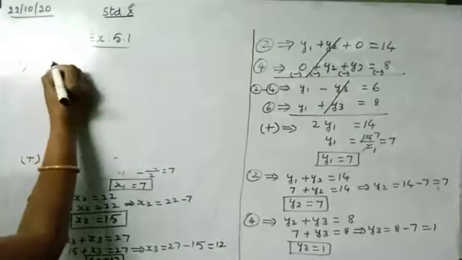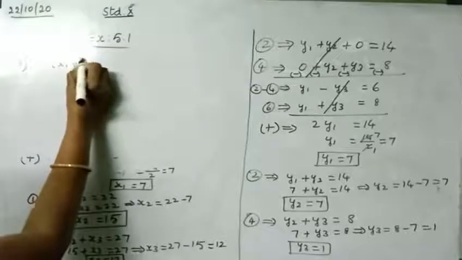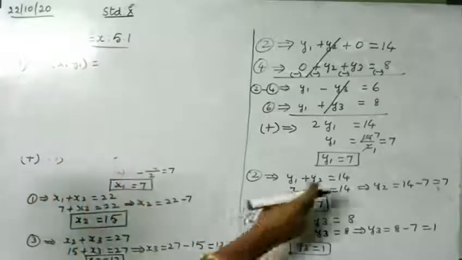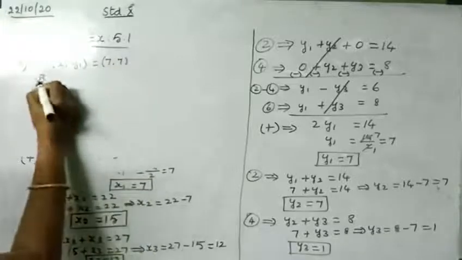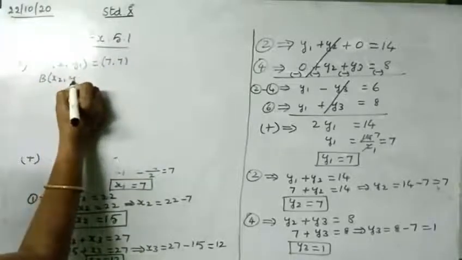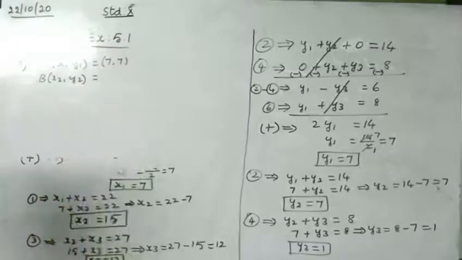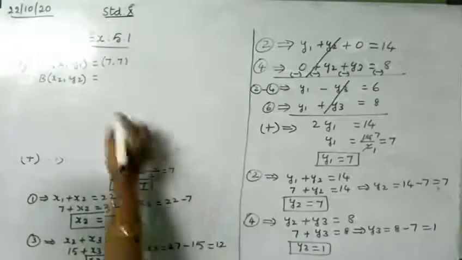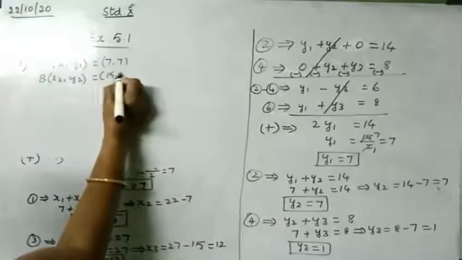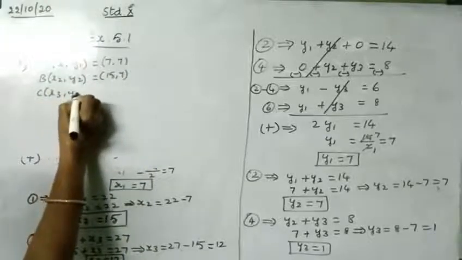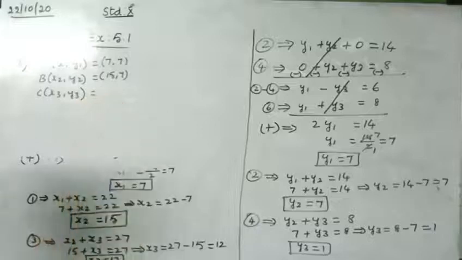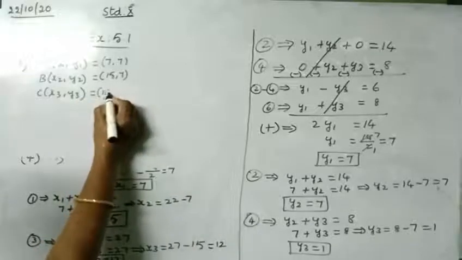So A of (x1, y1) is equal to (7, 7), and B of (x2, y2) is equal to (15, 7), and C of (x3, y3) is equal to (12, 1).